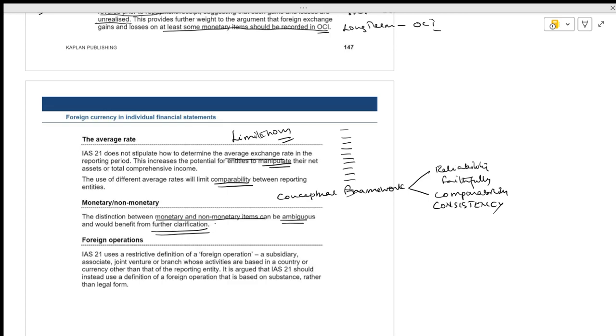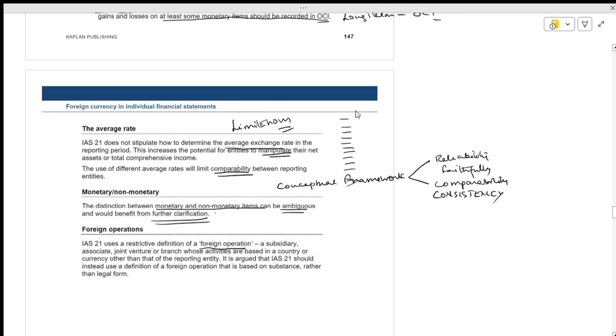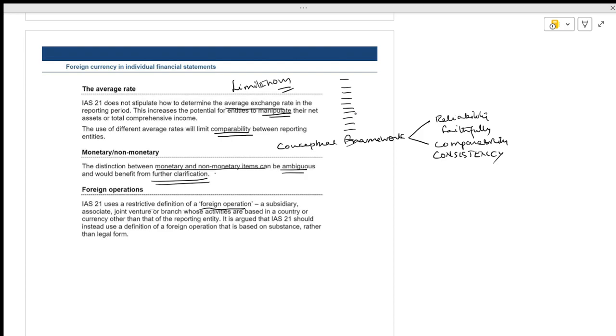IAS 21 has a restrictive definition of foreign operations. A foreign operation is a subsidiary, associate, joint venture or branch whose activity is based in a country or currency other than that of the reporting entity. Means that you have to be very specific. It is argued that IAS 21 should instead use a definition of foreign operation that is based on substance rather than legal form. Means when you are saying it's a foreign operation, you have to see what will happen.